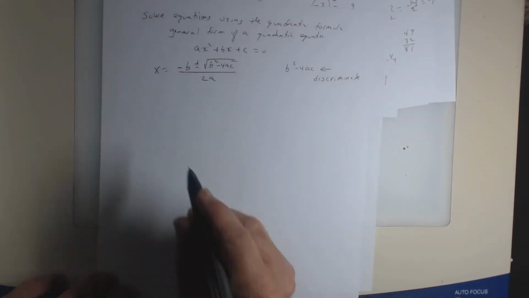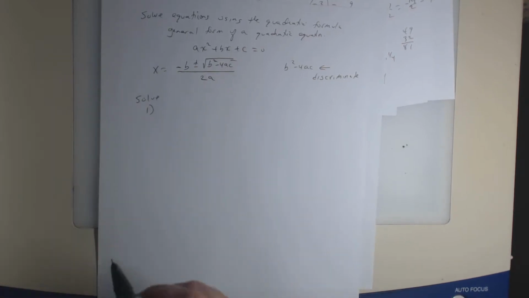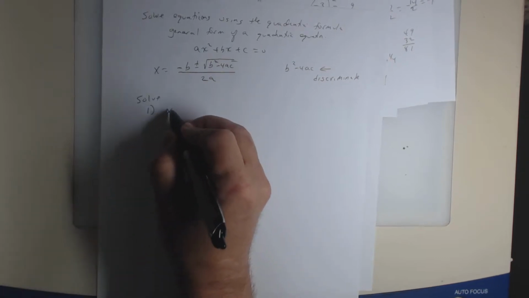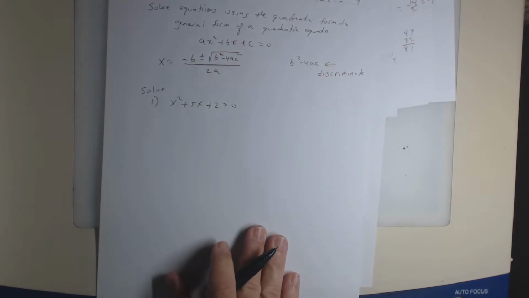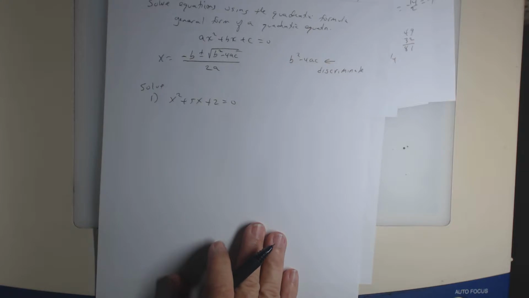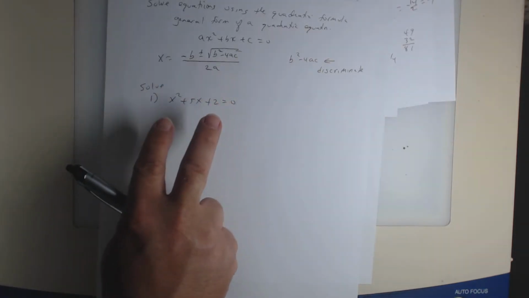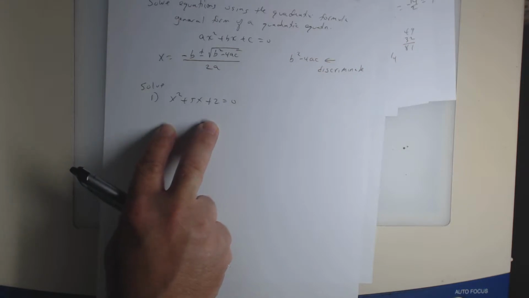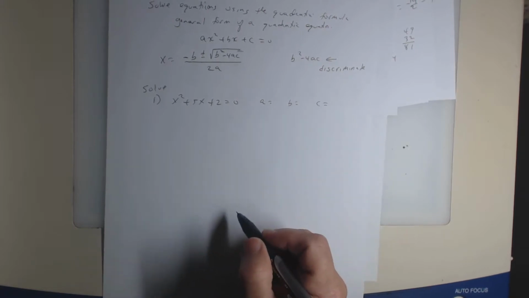Okay, so let's look at this example. Let's solve this: x squared plus 5x plus 2 equals 0. All right, so is it in standard form? Yes. So then before you start plugging in numbers, you need to determine what A, B, and C are. So you need to find out what A is, B is, and C is.